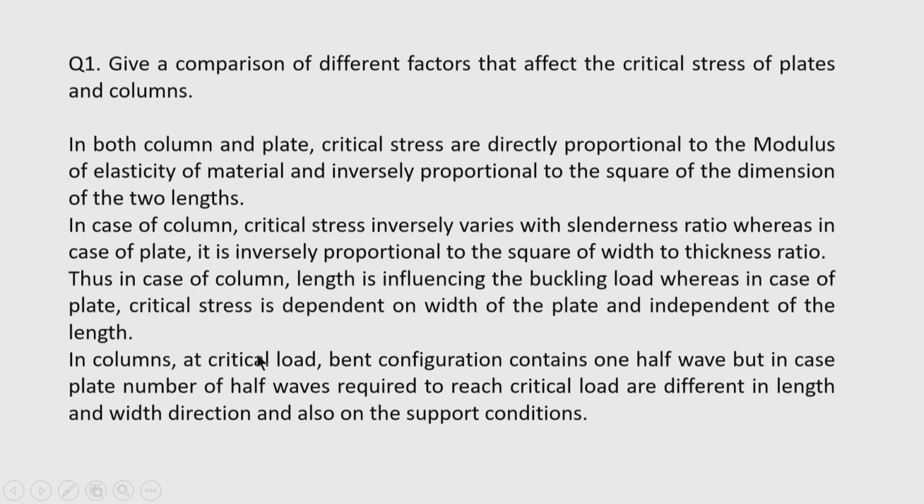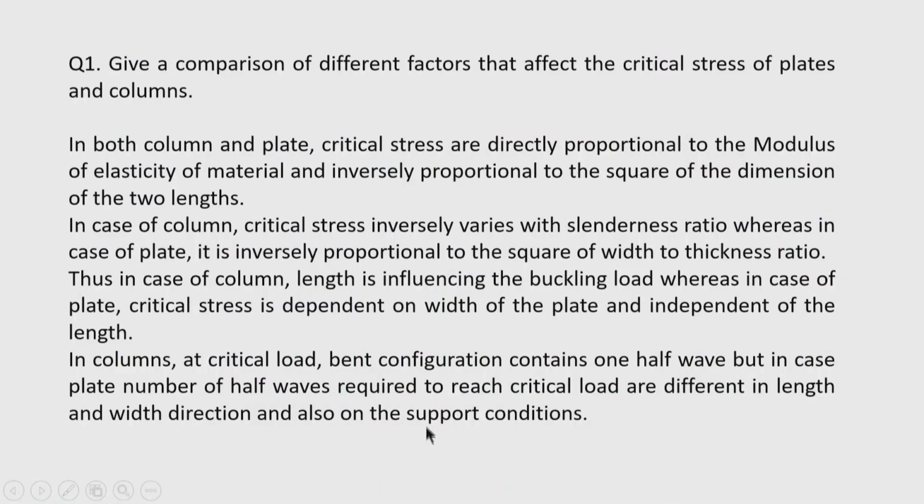In columns, at critical load, the bend configuration contains one half wave, that is, the buckling takes place from straight to bend configuration. Just when the straight configuration ceases, this is the point we take as critical load. So, in the bend configuration, one half wave is formed in case of column. For simply supported cases, the half wave is clearly sin(m pi x by L), but in case of plate, you have seen the number of half waves depends on the aspect ratio. So, those are the differences that we have noted from our analytical work.